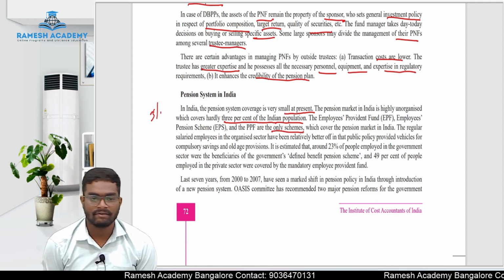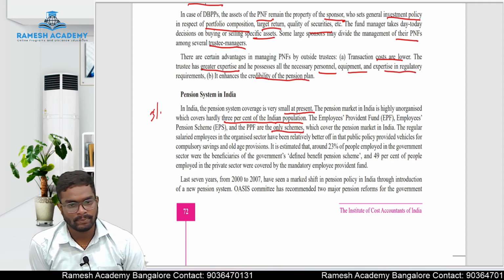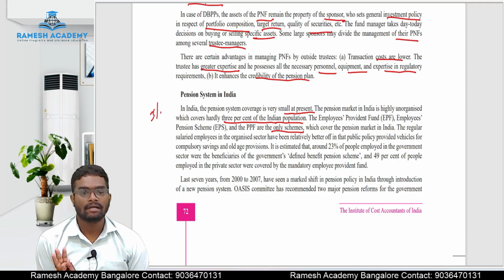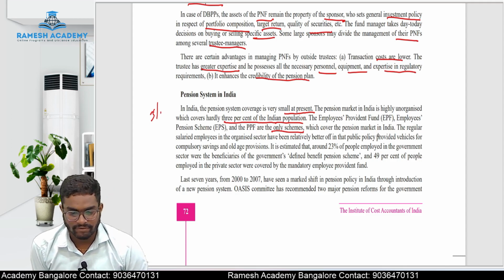Public Provident Fund anyone can open. Go to the nearest bank, nationalized bank, ask for a PPF account, you can invest in it. The return on the PPF is the highest. It is even more than FD, which cover the pension market in India.